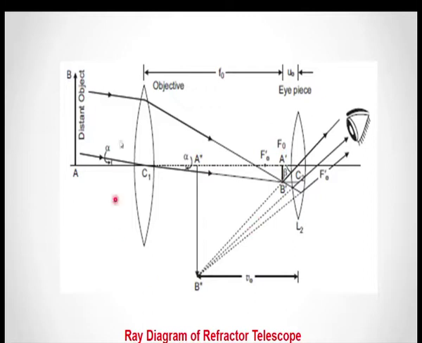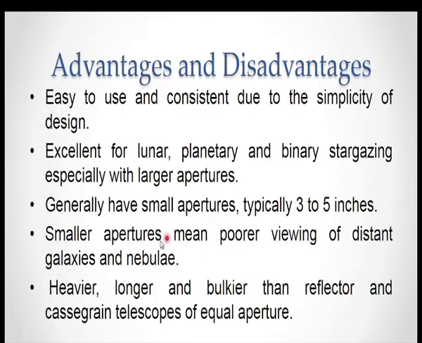This is the ray diagram of a refractor telescope. Objective and eyepiece both are refracting objects. This is the angle of inclination of the object, and this is the angle of view of the image through our eye. So, that is the ray diagram of a refractor telescope. What are the advantages and disadvantages of this refractor telescope? These refractor telescopes are easy to use and consistent due to simplicity of design.